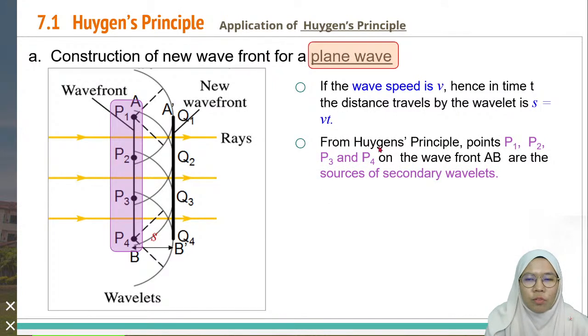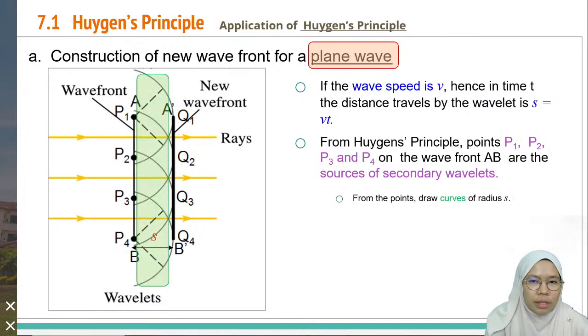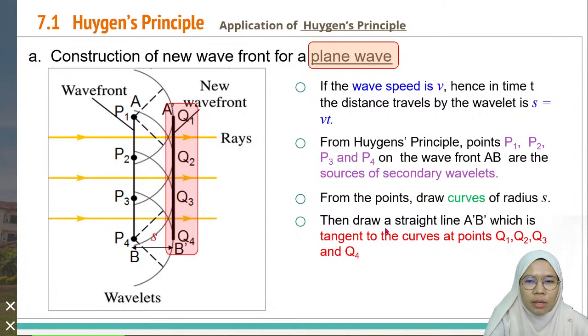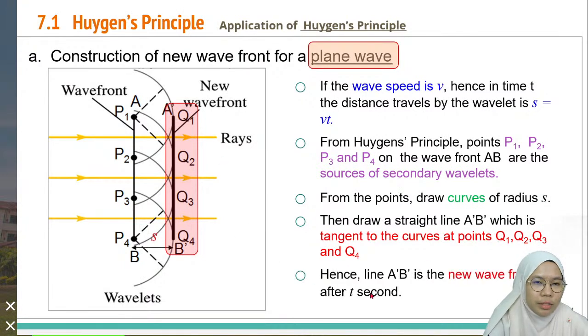From Huygens principle, points P1, P2, P3 and P4 on the wavefront are the sources of secondary wavelets. So where is the wavelet? This one. How do we draw the wavelet? By drawing curves of radius s for each point. Then we draw a straight line, which is the tangent to the curves, through points Q1, Q2, Q3 and Q4, and we get a new wavefront. Hopefully you can see the flow.